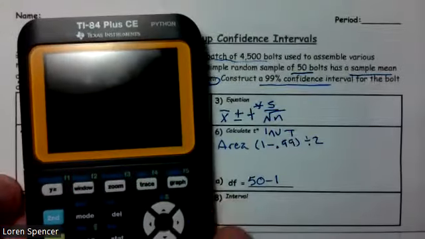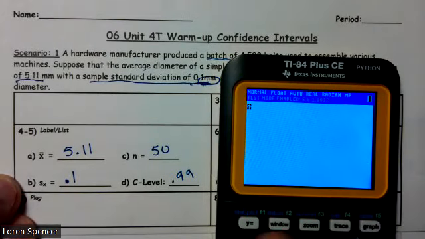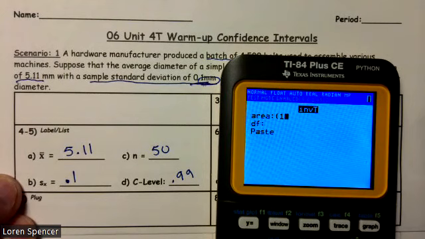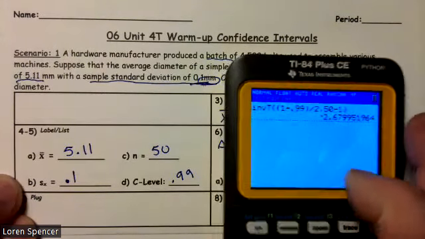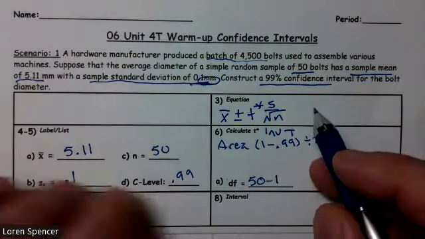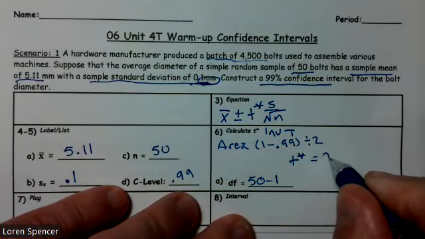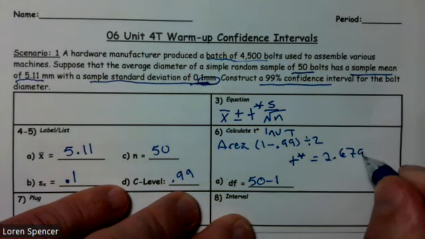So here we go. Second vars, inverse T, parenthesis, 1 minus 0.99, close parenthesis, divided by 2, and then 50 minus 1. And we end up getting negative 2.6799. We're always going to make it positive, just because we're positive people. T star equals 2.6799.